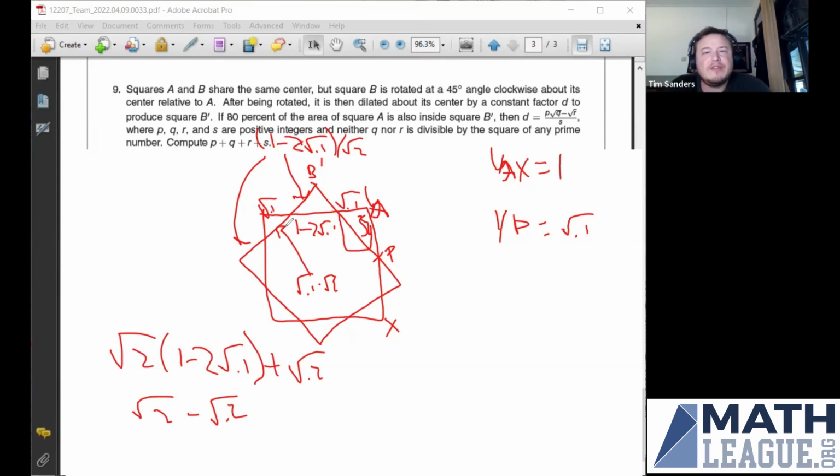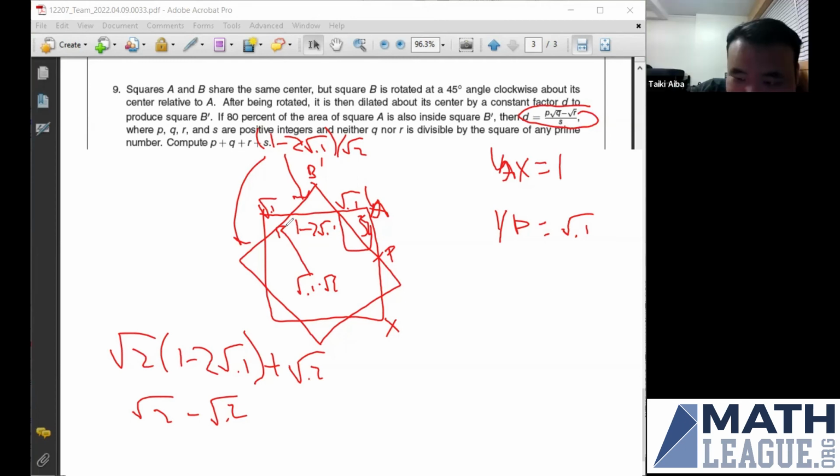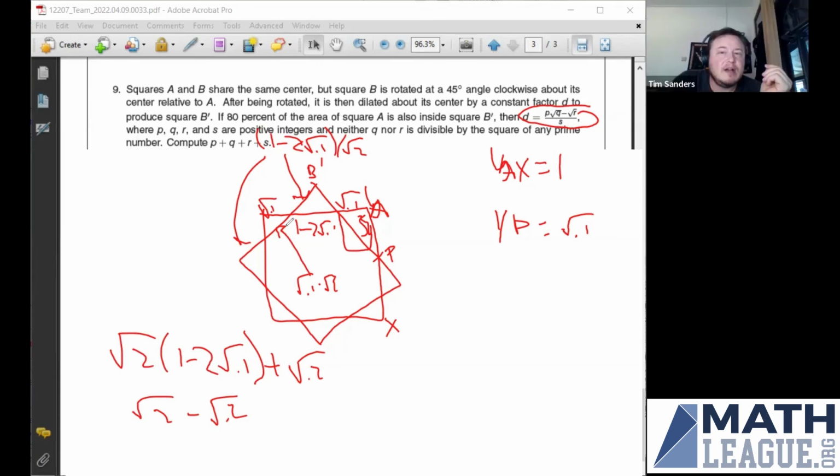If I look at the format that they're asking us for, it looks like a difference of roots. So that's promising. Certainly. P, Q, R, S are positive integers. Okay, makes sense. Q and R square free. Okay. Let's keep going.